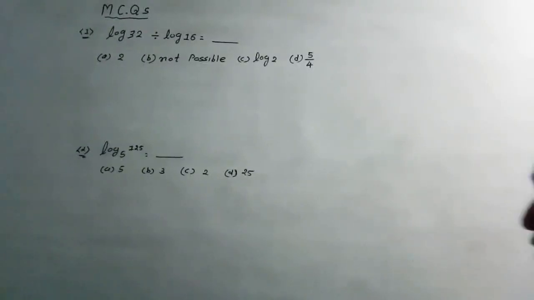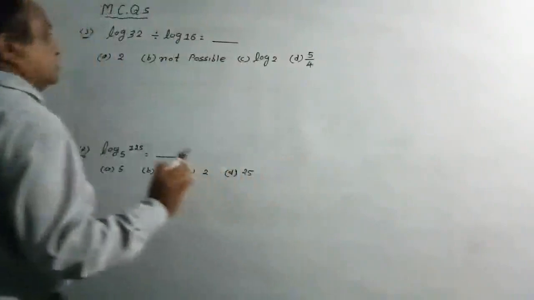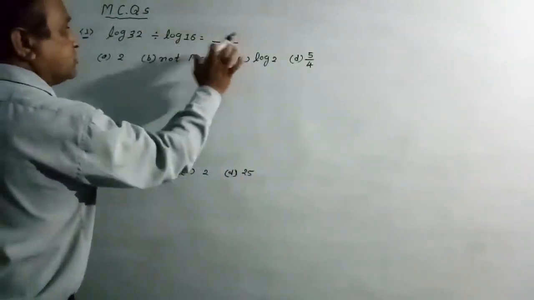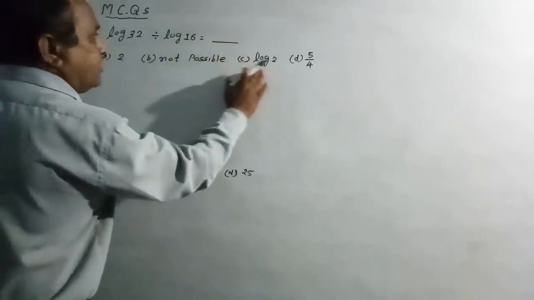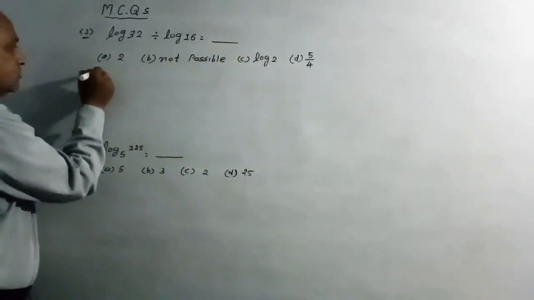Hello students, today we discuss some MCQ. First, here is log 32 divided by log 16, with blanks and four options A, B, C and D. Now here is the solution.